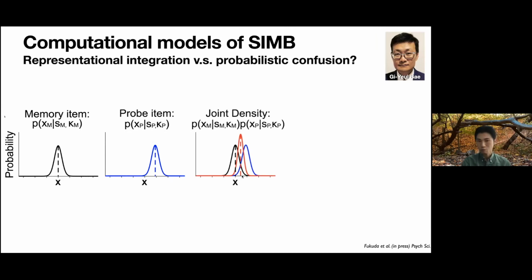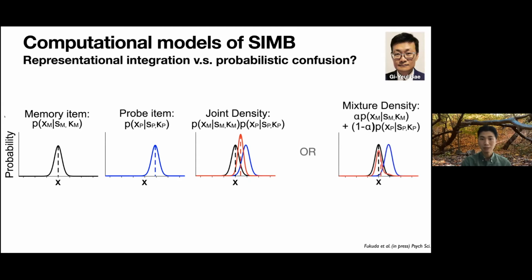When people judge the probe item to be similar, these two representations, the original memory representation and the probe representation, get integrated, forming a joint density. And this now becomes how people make a report. Okay, so that's the representational integration mechanism.